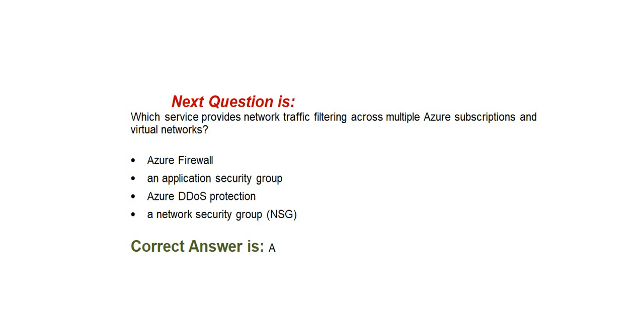Next question is, which service provides network traffic filtering across multiple Azure subscriptions and virtual networks? Option A, Azure Firewall. Option B, an application security group. Option C, Azure DDoS protection. Option D, a network security group, NSG. Correct answer is option A, Azure Firewall.